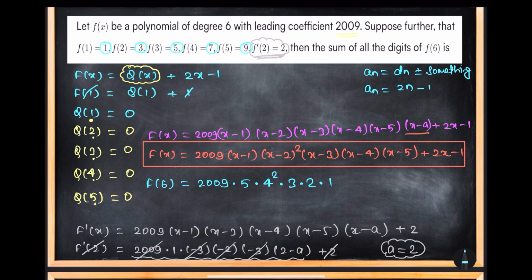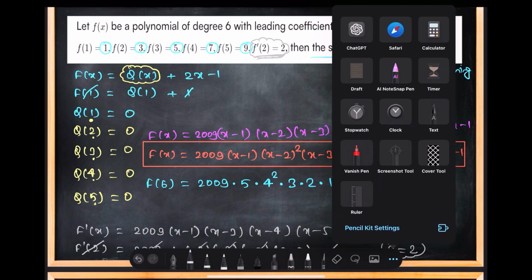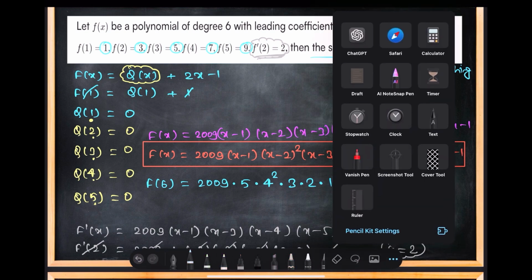I hope till this part you guys are okay. Now you will be replacing 12 minus 1. Okay. I hope till this part you guys are okay. So you have to multiply and then take the sum of digits. So let's try to multiply. I will be using a calculator. You have to do it by yourself.